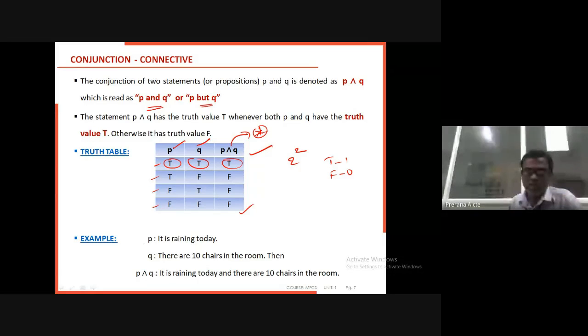Let us see this example. Let P be it is raining today. Q is there are 10 chairs in the room. Then P and Q I can write like this: it is raining today and there are 10 chairs in the room. Like that I can connect two statements by using the conjunction connective.